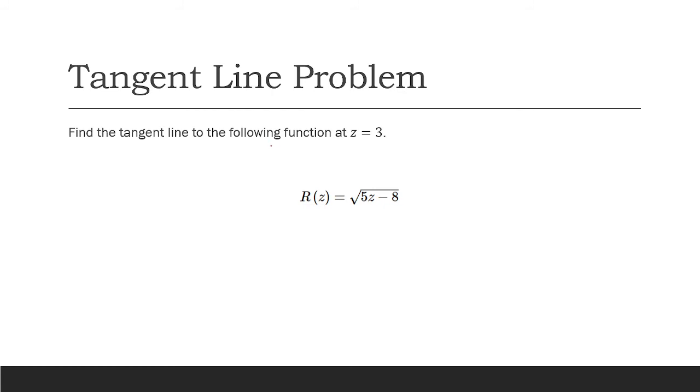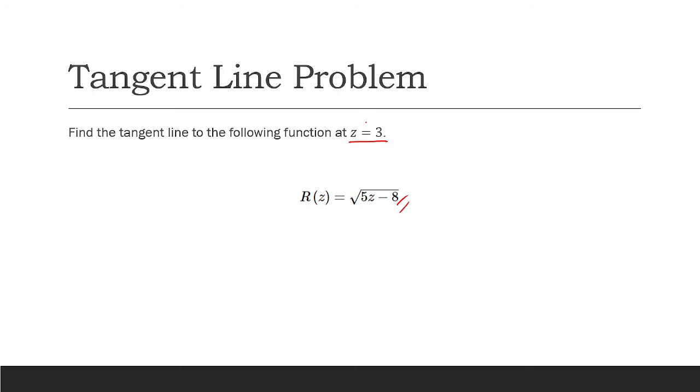So, in this example, find the tangent line to the following function at z is equal to 3, wherein r of z is equal to 5z minus square root of 5z minus 8. Now, kung napansin, ito rin yung problem natin kanina. So, there's no need for us to solve for the derivative.